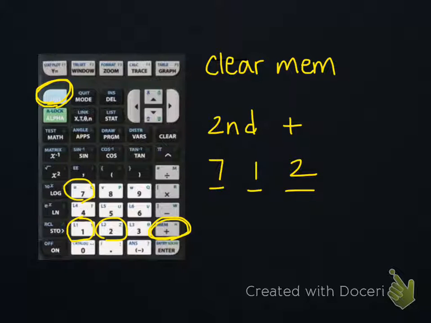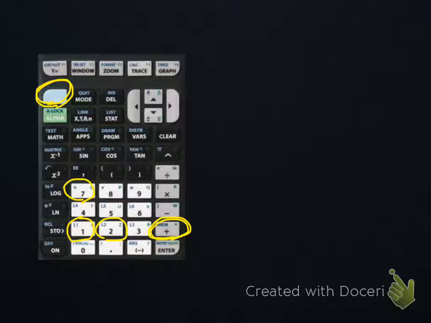And it will say RAM cleared. Press any key to continue. And you just press any key to continue, and your calculator is clear. The memory is clear, and you're ready to move on. So second plus 7, 1, 2.